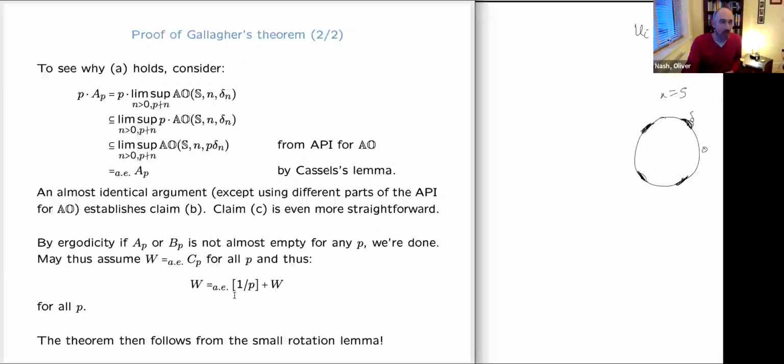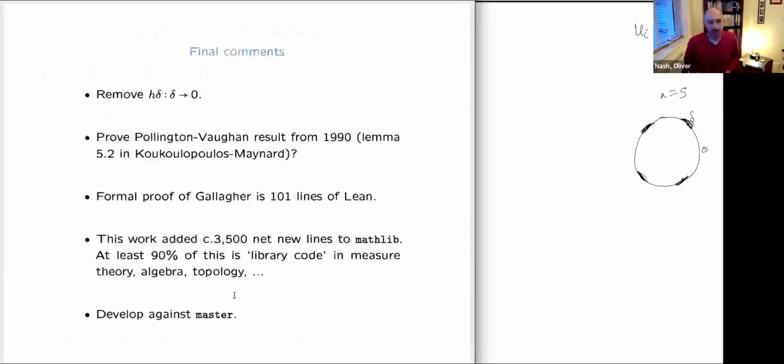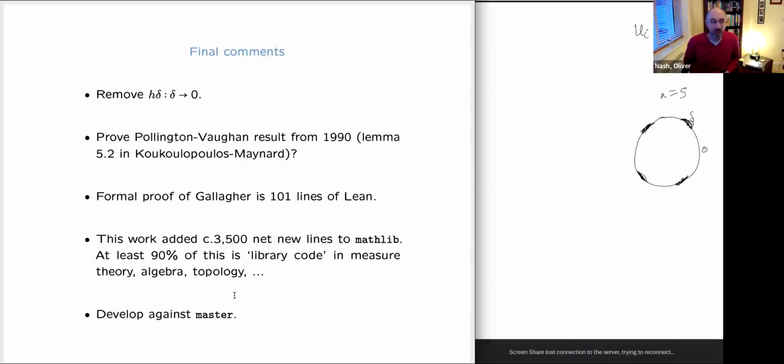I recently wrote an informal account of Gallagher's theorem in LaTeX, for like a general mathematician, and it took me about 40 lines. It's 101 lines of Lean. I feel like that's a pretty good ratio. And then, okay, maybe I'll stop now. I had some closing remarks, but they can kind of speak for themselves. Okay, so I'll leave it at that.